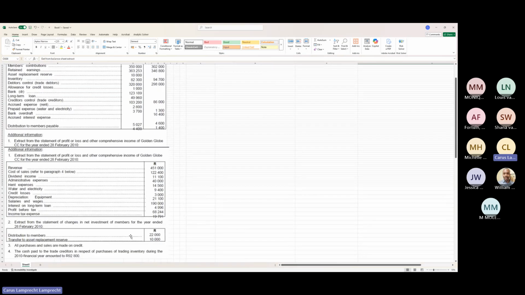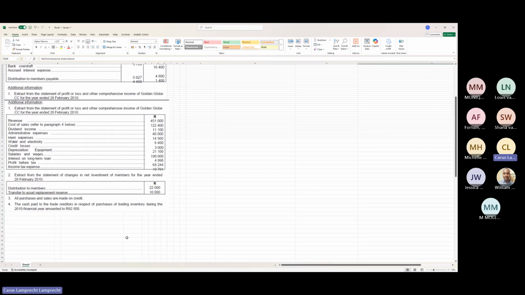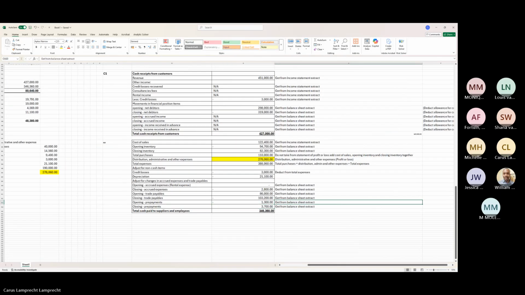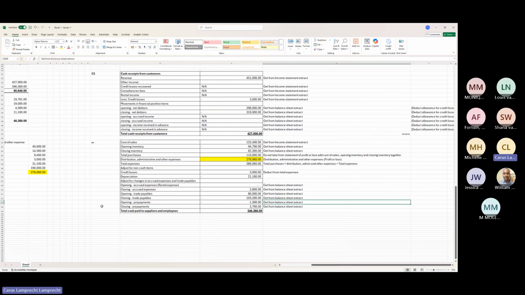Prepayments are also given in your statement of financial position extract. It says prepaid expense, water and electricity. In this case, because prepayment is an asset, you pay in advance and are entitled to get that money back, so the opening balance gets deducted and the closing gets added. That's the only catch-out place there.